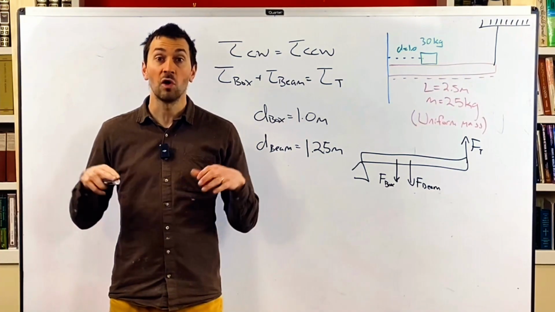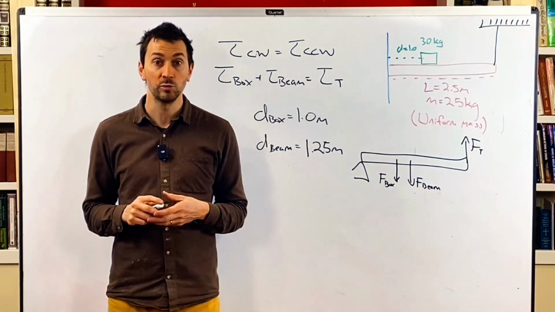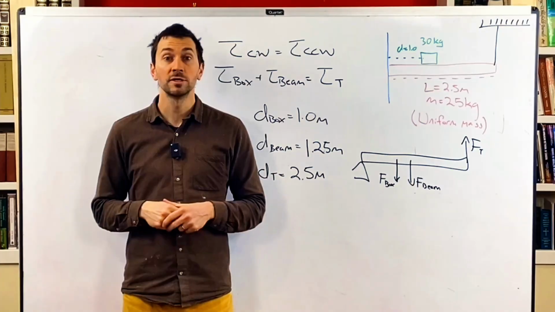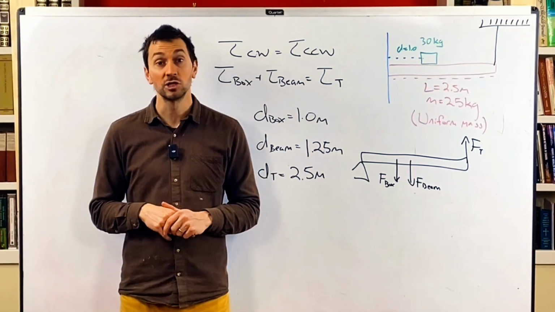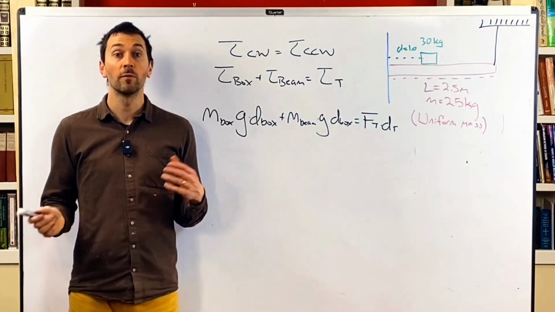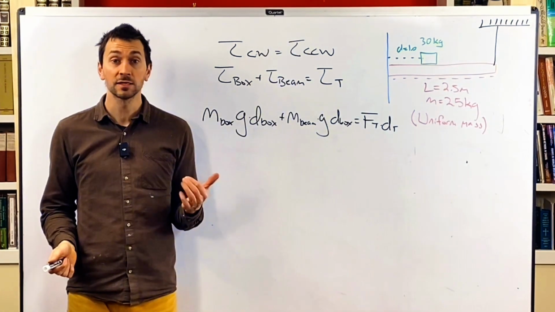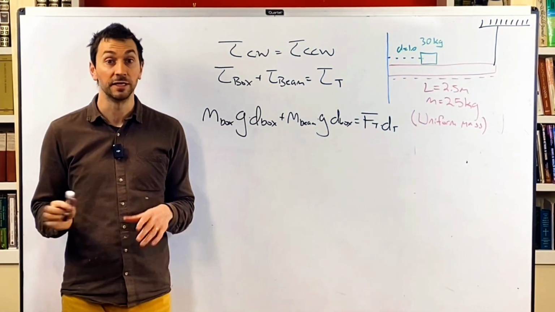And the force of tension is all the way from the other end, so that's 2.5 meters. So now that that's clear, we can put all these things into the formula, and we're going to try and solve for the force of tension. When I write all the variables down, it looks like this, and then I solve for Ft.